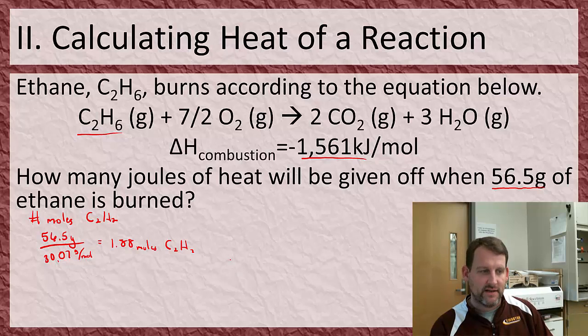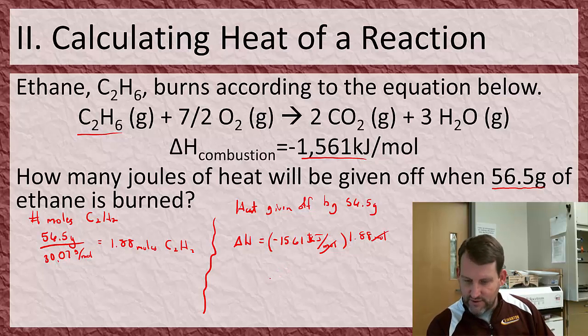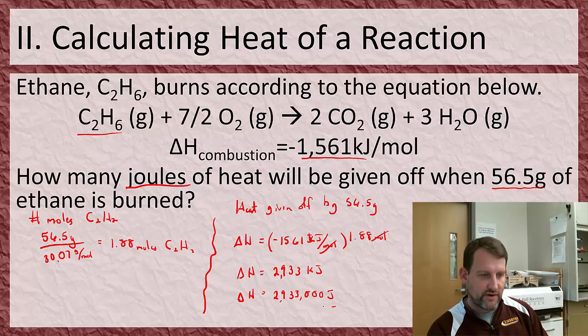So if we know that 1 mole gives off this much, 1.88 moles is going to give off 1.88 times that. So our delta H, this is the heat given off by 56.5 grams, is going to equal negative 1561 kilojoules per mole times 1.88 moles. Moles cancel here, leaving just kilojoules, and we end up with an answer of 2,933 kilojoules. Now, technically the problem asks for joules, so we want to multiply this by 1,000 and quote our delta H as 2,933,000 joules of energy given off.